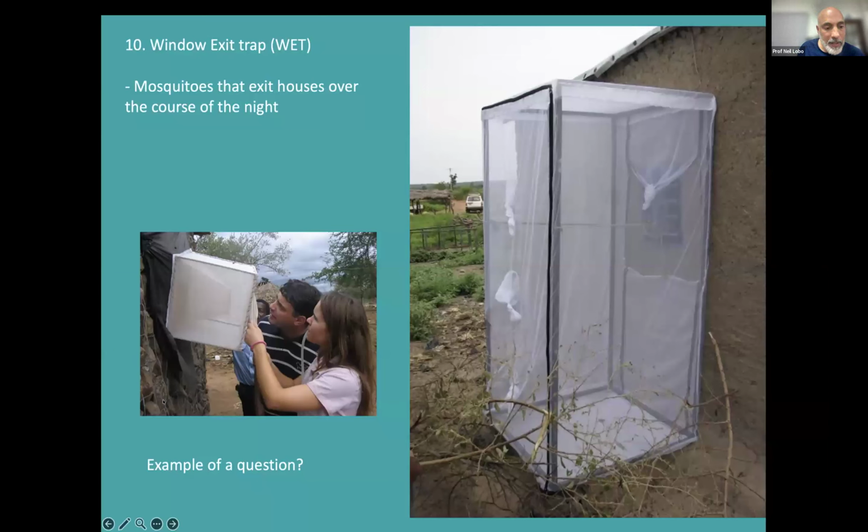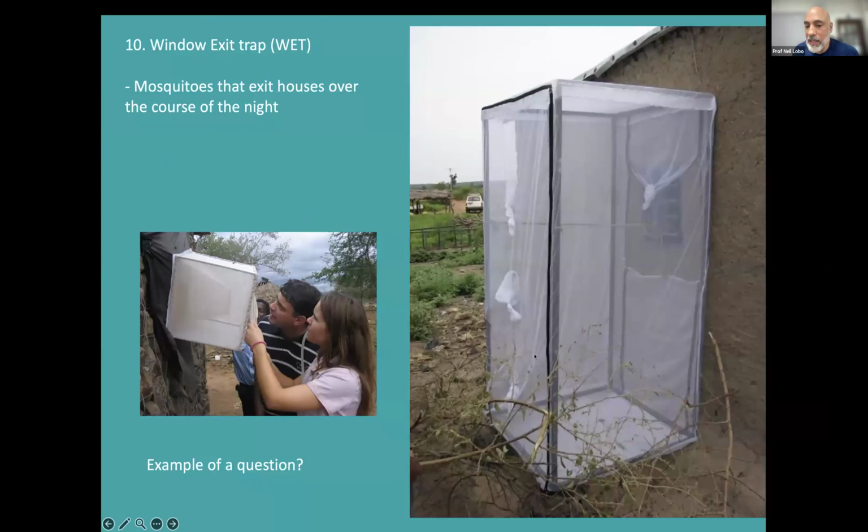So you can see on the left here, we have the wall of a hut, and there's a window that's covered in black cloth. And we have this window exit trap, where the mosquito would fly out over here and then get trapped in this space out here. That's called a window exit trap. So we can place this window exit trap on the outside of a house, and mosquitoes usually enter through the eaves of the house, through the top, between the roof and the wall that goes up to the roof. Mosquitoes usually enter through that space, and they leave through the windows. So you can actually capture the mosquitoes that enter and then leave by the morning.